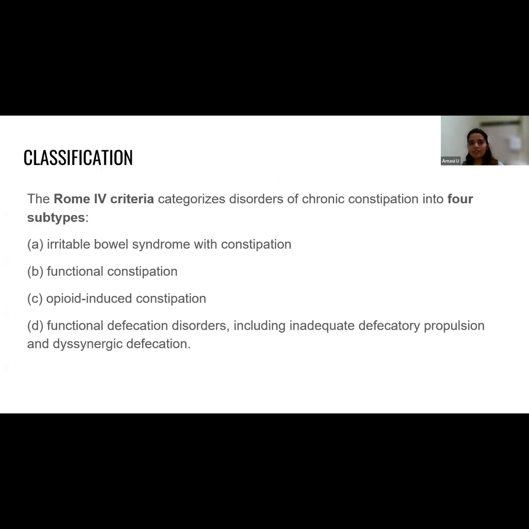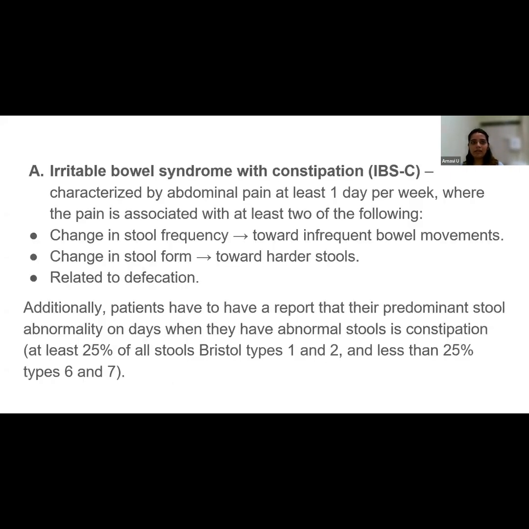We'll be seeing briefly about each subtype. Firstly, we have irritable bowel syndrome with constipation predominantly. It is characterized by abdominal pain at least 1 day per week, where the pain is associated with at least 2 of the following: change in the stool frequency, change in stool form, and relation to defecation. Additionally, patients have to report that the predominant stool abnormality on days when they have abnormal stools is constipation. So that would be at least 25% of all stools being Bristol types 1 and 2, and less than 25% types 6 and 7. We'll be learning about the Bristol classification further on.